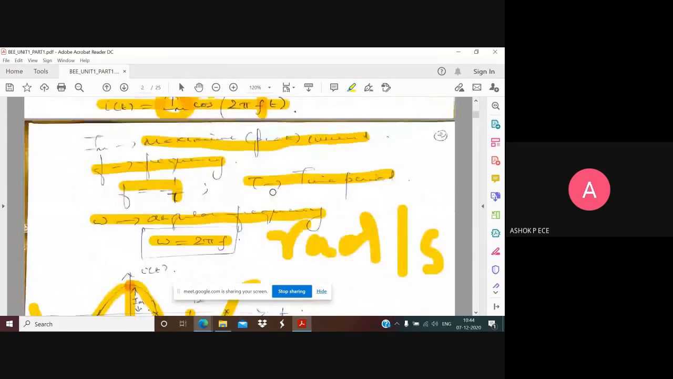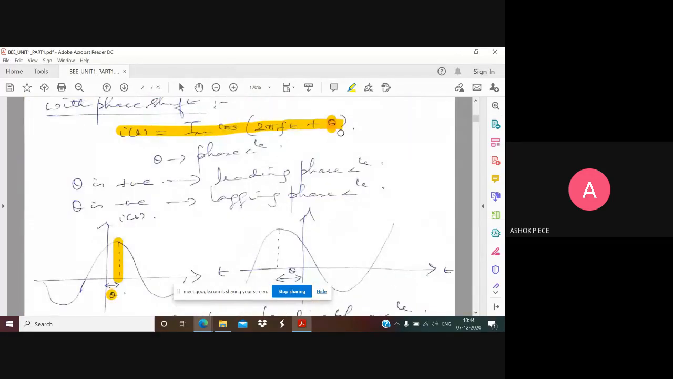Im cos 2 pi f t. It will be your normal cos waveform. If you put theta equal to 30, the cos waveform, which had its maximum value at 0, will now have its maximum value only at 30 because it is shifted by 30. So see here, in which direction is the waveform moving?